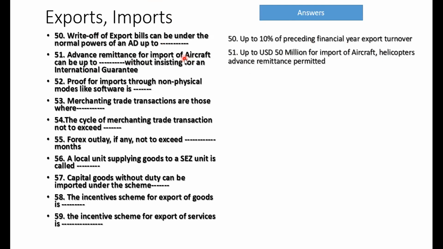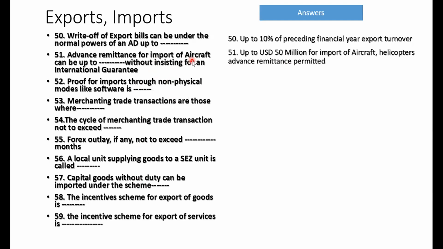Aircraft, if you want to import, and the seller abroad wants advance payment per transaction, AD, authorized dealer can remit $50 million. Otherwise, $2 lakh only. Only for aircraft advance remittance can be 50 million. For all other goods other than aircraft, $2 lakh. I think that question also will come. Yes. Okay. All other advance remittances, only $2 lakh, $2 lakh for goods.